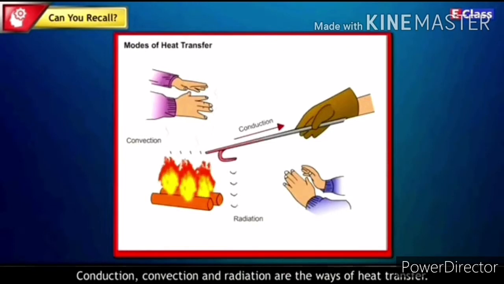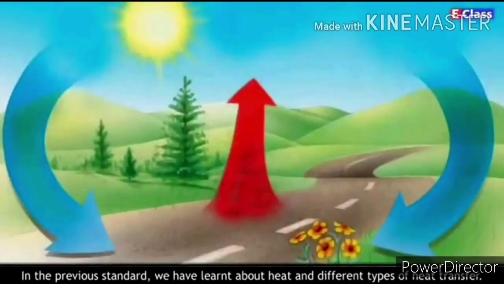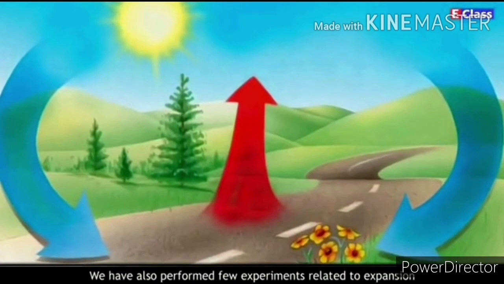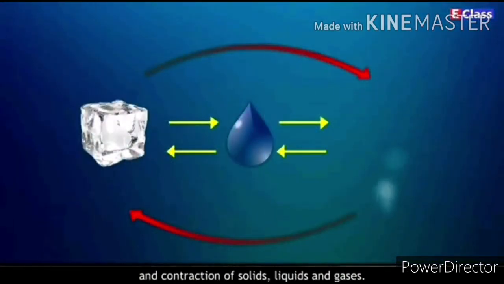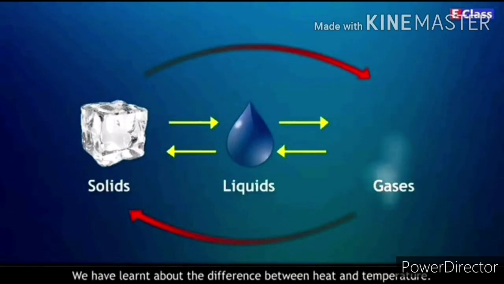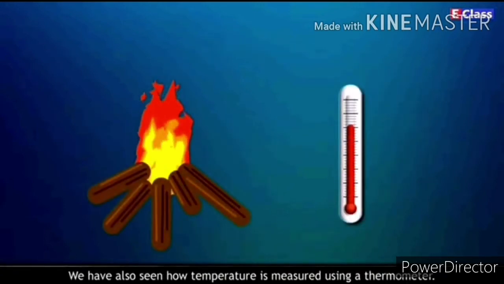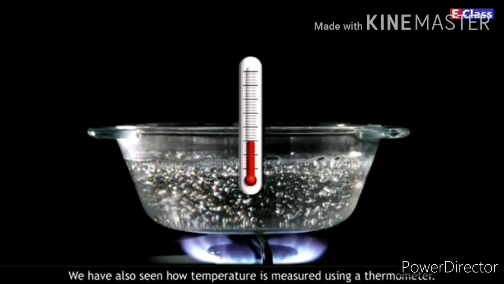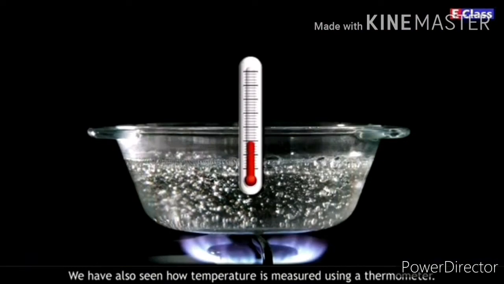Children, do you know the different modes of heat transfer? Yes, conduction, convection and radiation are the different types of transfer of heat. In the previous standard, we have learnt about heat and different types of transfer of heat. We have also performed a few experiments related to expansion and contraction of solids, liquids and gases. We have learnt about the difference between heat and temperature. We have also seen how temperature is measured. Yes, temperature is measured by an apparatus called a thermometer.